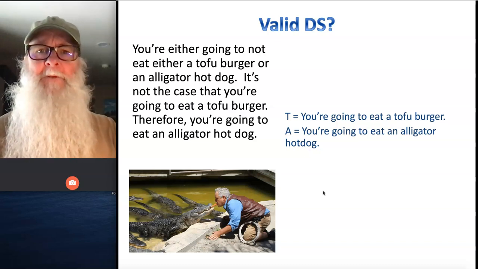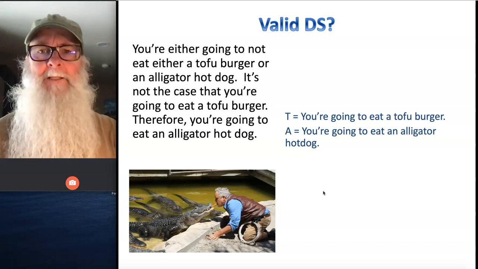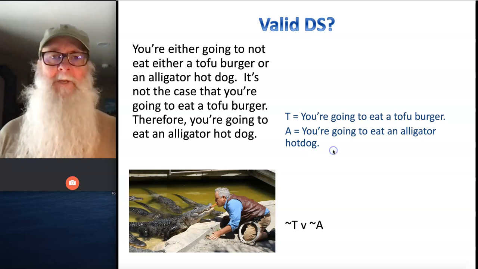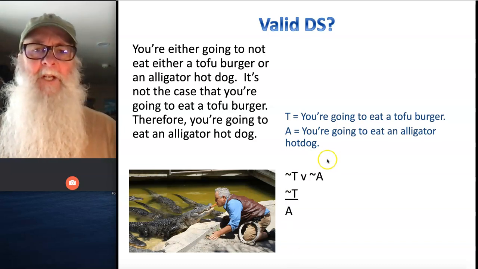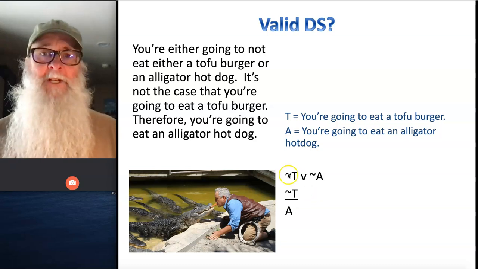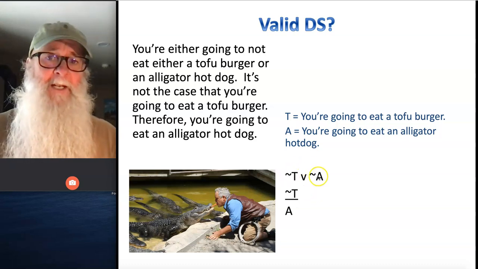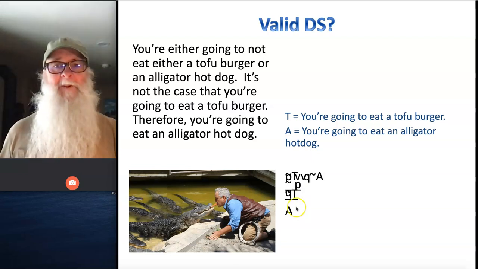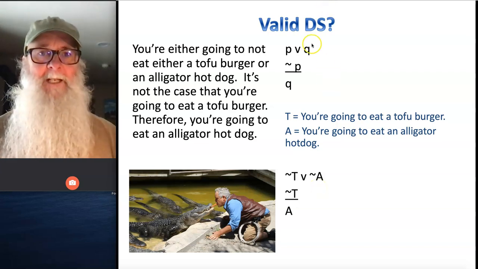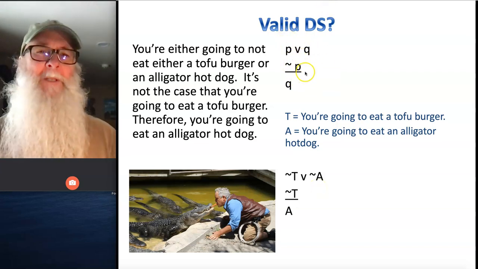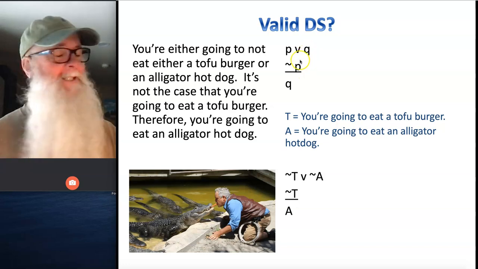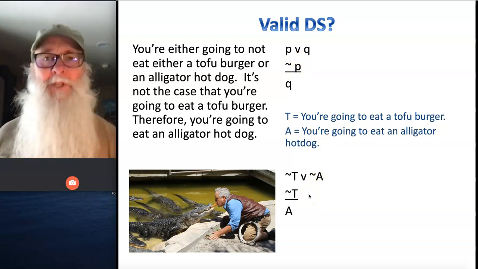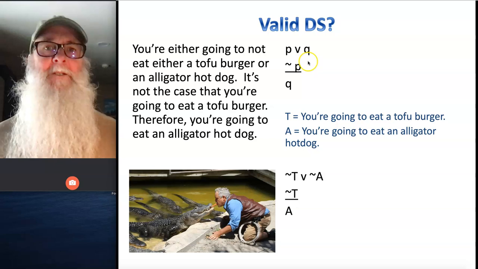All right, now let's take a look at this argument. You're either going to not eat a tofu burger or an alligator hot dog. It's not the case that you're going to eat a tofu burger, therefore you're going to eat an alligator hot dog. When we symbolically represent this argument, we get something along these lines: you're either not going to eat a tofu burger or you're not going to eat an alligator hot dog. You're not going to eat that tofu burger. Therefore, you're going to eat that alligator hot dog. Again, it doesn't seem to comply with our form, but what's important is how it doesn't comply. It's not that it visually doesn't resemble our representation of the form.